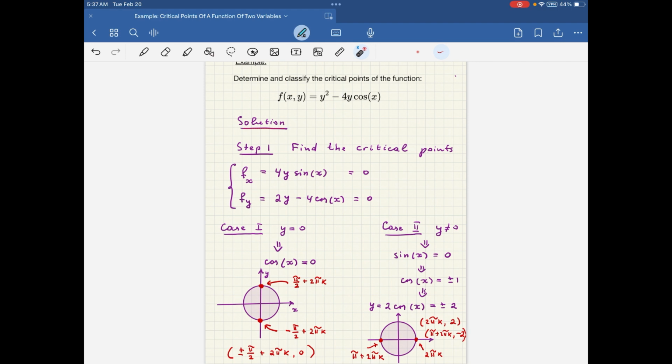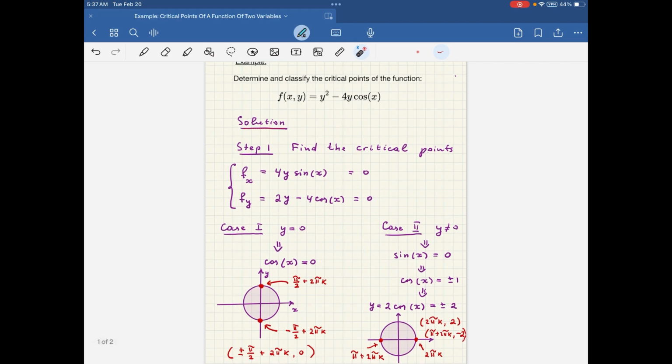When a product of several numbers equals 0, at least one of them must be 0. 4, of course, is not 0, so the possibilities are either y equals 0 or sine x equals 0. And accordingly, we consider two cases. Case 1, y equals 0. Then we can plug that into the second equation, plugging in y equals 0. We then find that cosine x must equal 0. And then we solve for x.